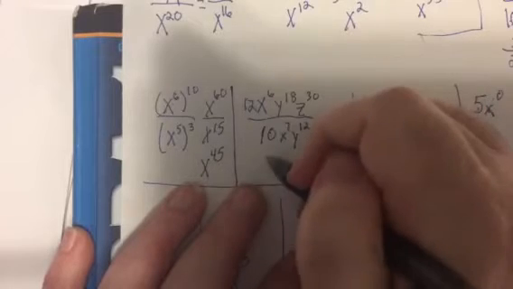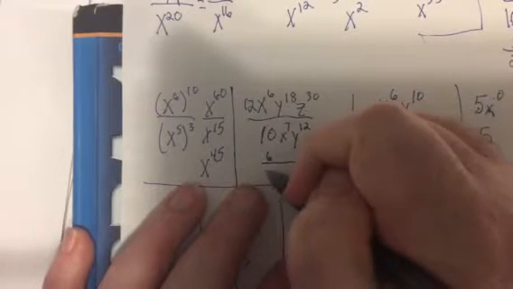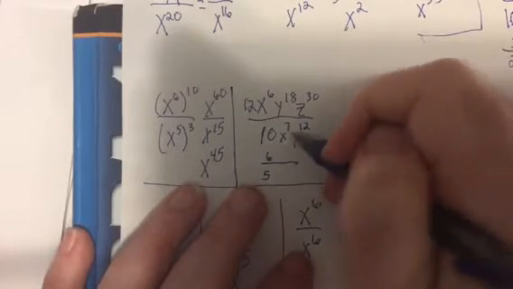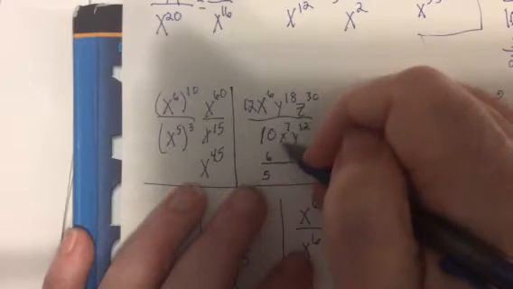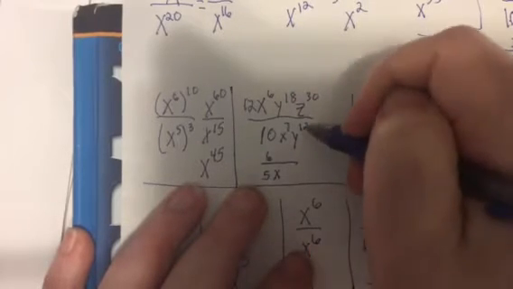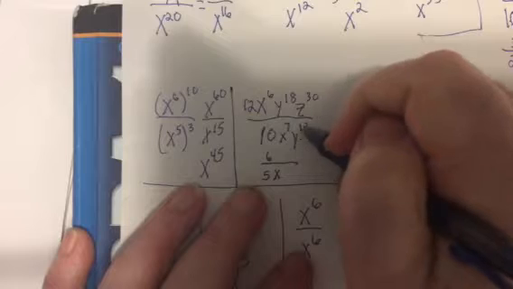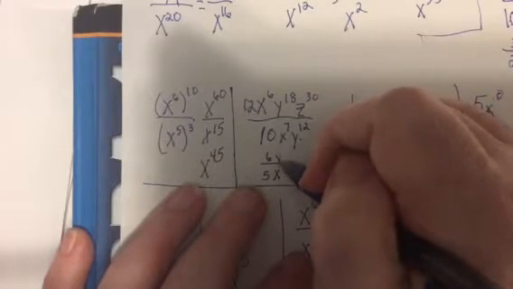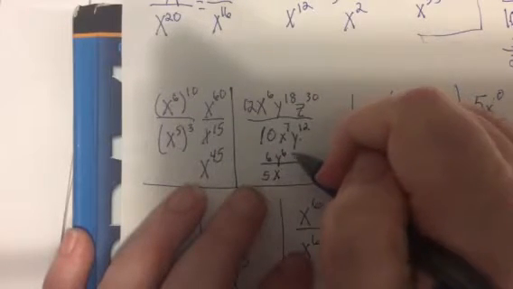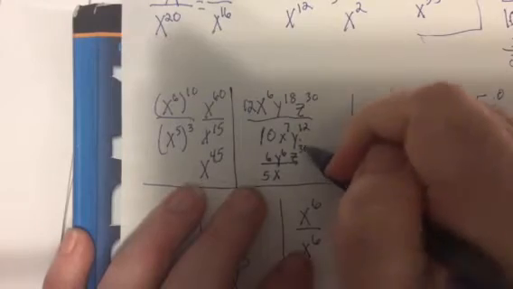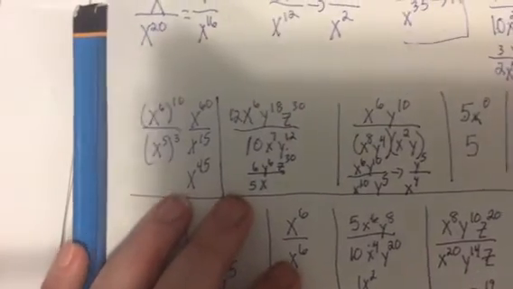2 goes into both, so that'd be 6 over 5. X to the 6th, 6 of these cancel with 6 of those. So you got x. 12 of these cancel with 12 of these, so it's y to the 6th. And then z has no bottom, so that one stays on the top.